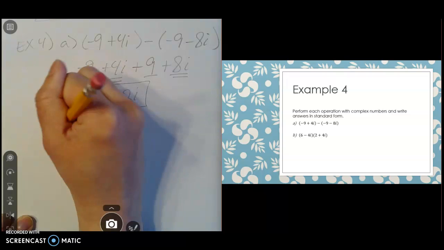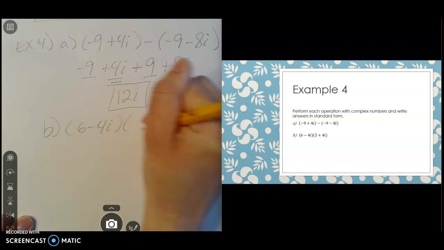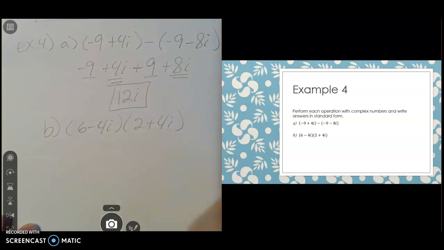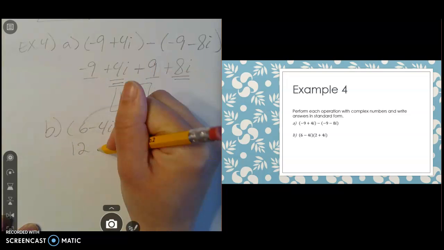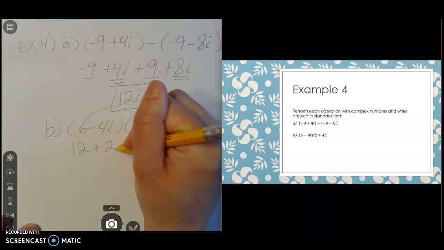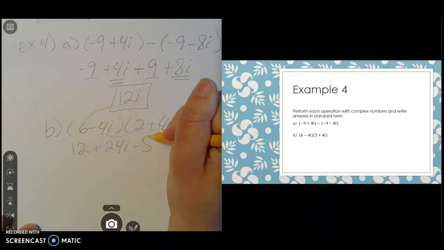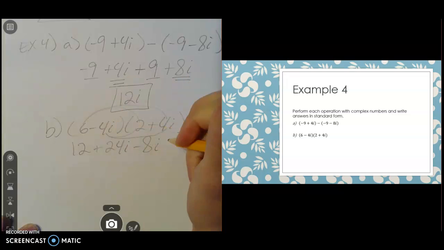And part B, we've got 6 minus 4i times 2 plus 4i. So I'm going to distribute. 6 times 2 is 12. 6 times 4i would be 24i. -4i times 2 is a -8i. And -4i times +4i would be a -16i squared. Okay, so far so good.